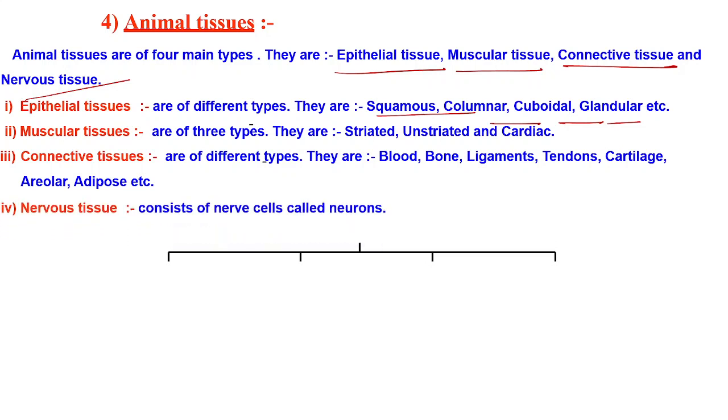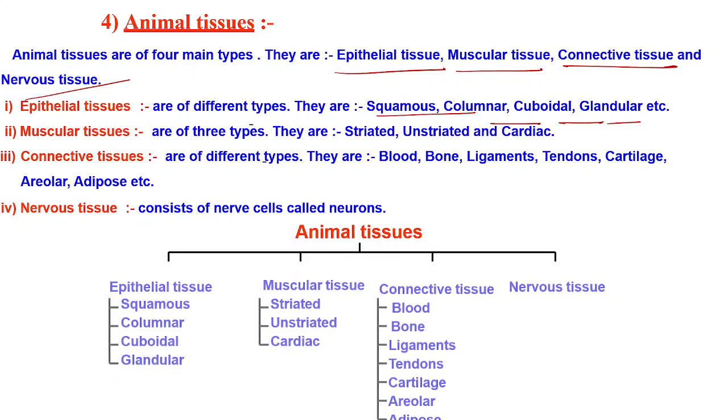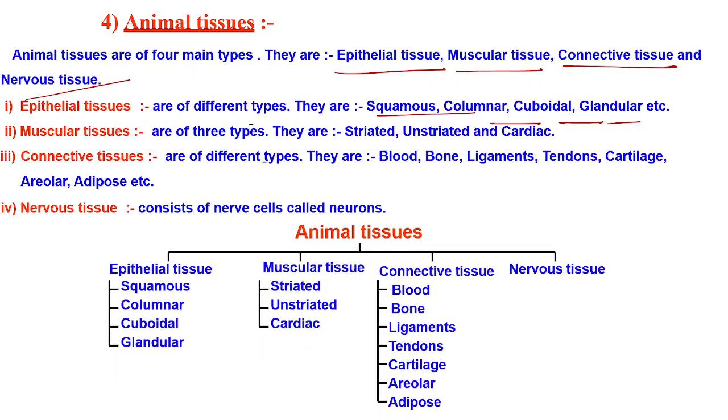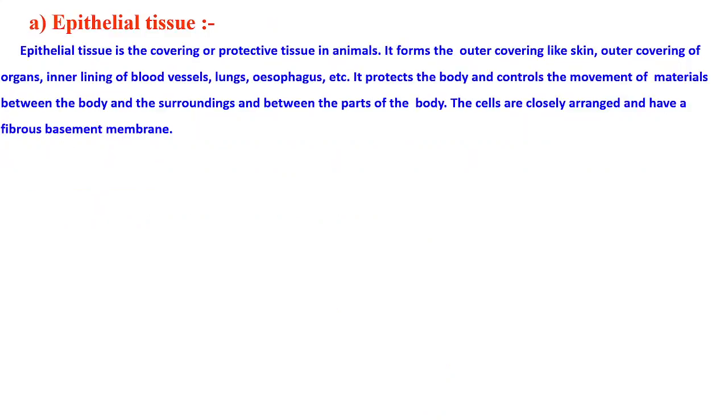Now this, whatever is written in your verbal form, it is just given here. You see, animal tissues, they are these four. Epithelial, they are four. Muscular, they are three. Connective, they are seven. And nervous tissue, they are only the nervous tissues. Now we'll see them one by one.